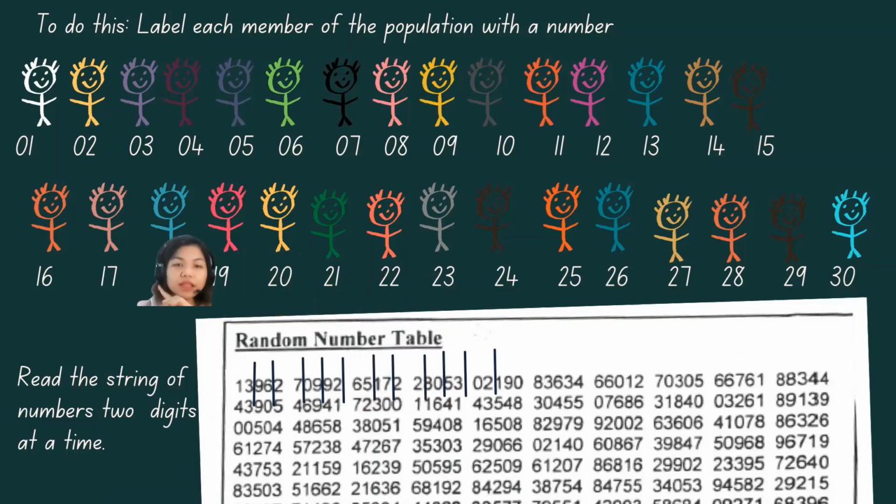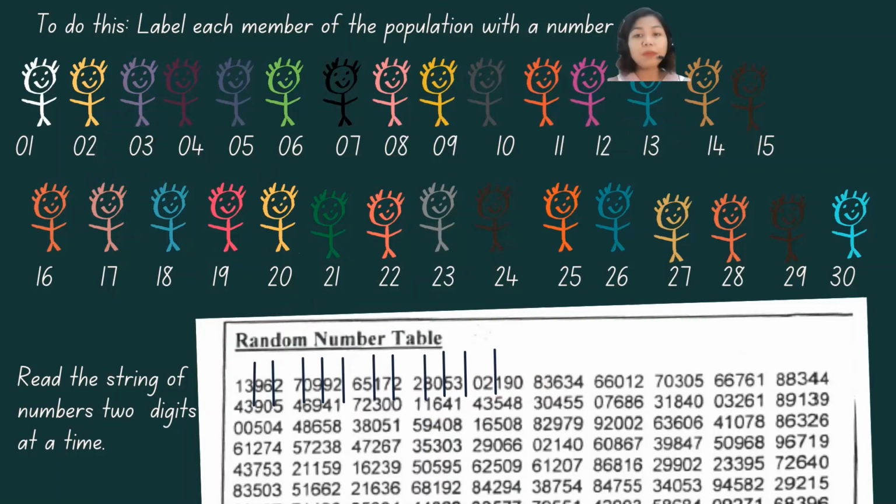17, okay, meron po tayong 17, so you're chosen. Tapos 22, meron din po tayong 22. Tapos meron po tayong 80, wala po. 53, wala din po. 02, of course, meron po tayong 02.